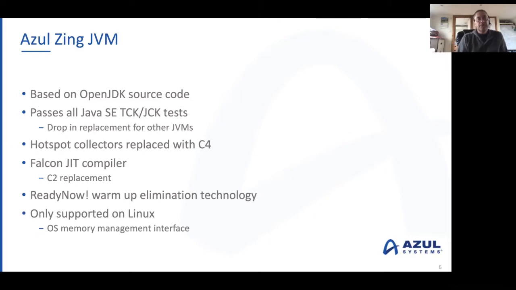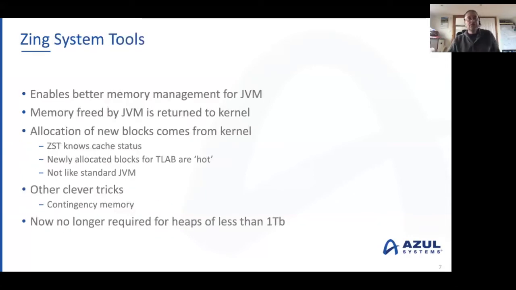One thing to note about Zing is that because of the way that we do memory management, it's only supported on Linux. Technically, there's no reason we couldn't put it on Windows, but from an engineering perspective and resources, we've decided to focus purely on Linux. One of the reasons for being Linux only is a thing that we call Zing System Tools. And as I say, this enables us to provide better memory management for the JVM.